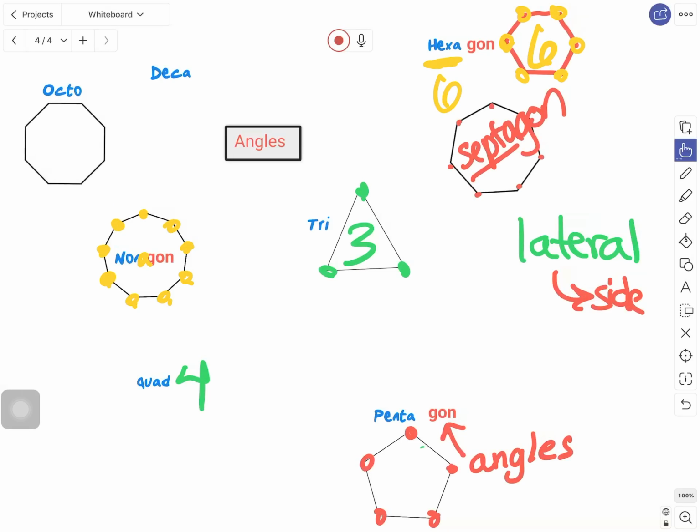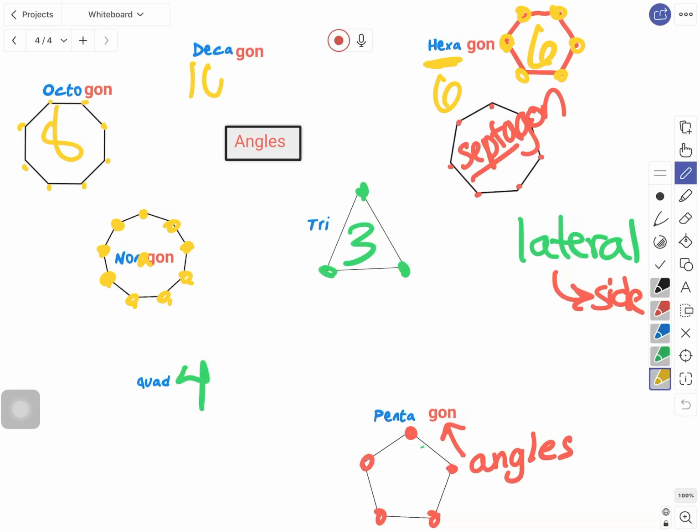Let's see if this one matches. Count the angles. 1, 2, 3, 4, 5, 6, 7, 8. 8 angles because it is an octagon, and anything with octo has to do with 8. So 8 angles. Deca. Well, deca is a 10-angled shape. A decagon has 10. Think of the word decade. How many years are in a decade? 10. Because deca means 10.